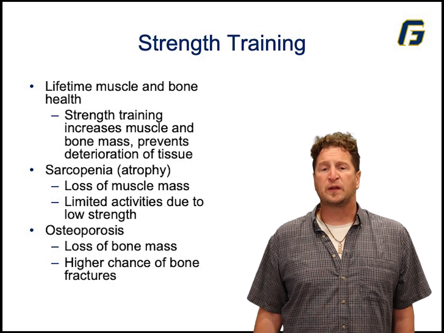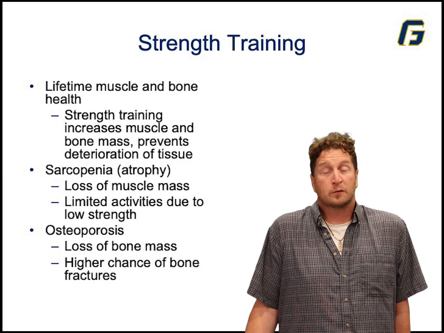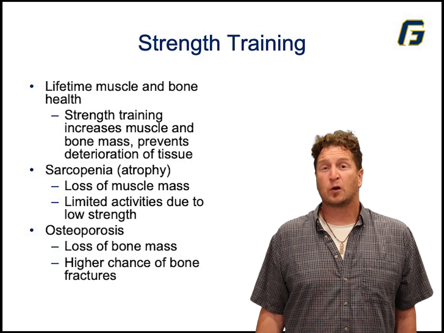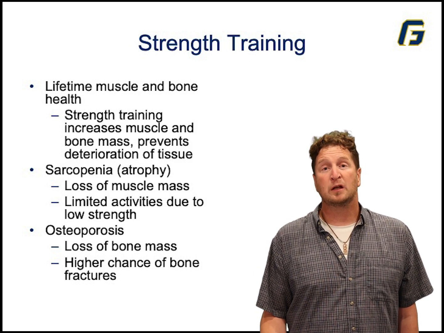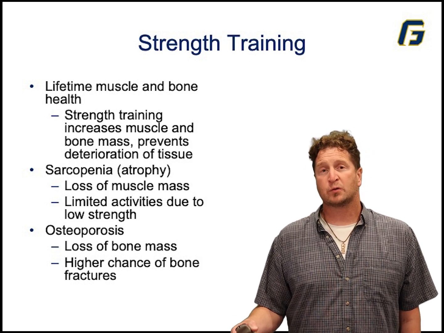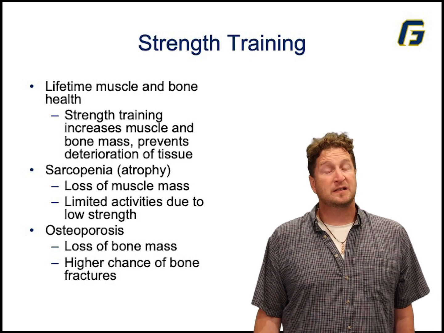You see the term sarcopenia on there, which in parentheses has the term atrophy. We already covered what atrophy is. Sarcopenia is essentially the same thing. You can think of it as a synonymous term. It's just the medical condition of atrophy. So as we age, there's this natural progression or natural decline in muscle tissue. It's not a guarantee though.